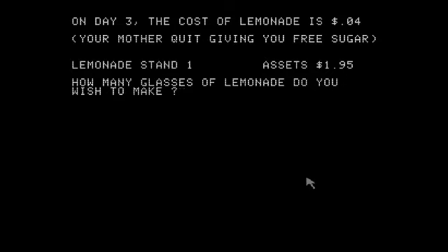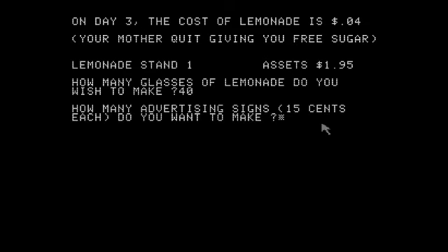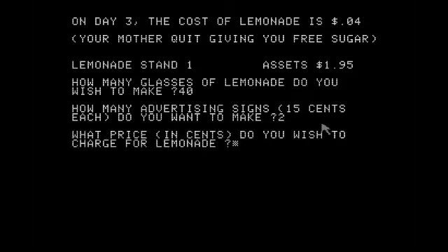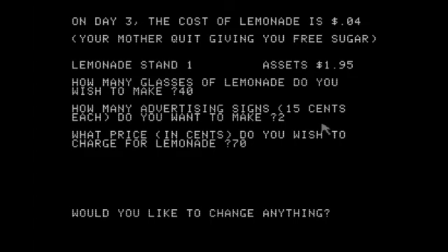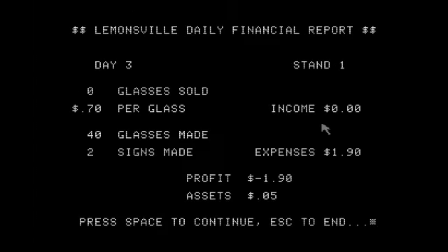Cool. Now let's actually go out on a limb here. It's a sunny day, and my mum stopped giving me free sugar. Well, okay, that's encouraging me to take financial responsibility for my full business, so that's okay. 4 cents now, which means I can't make 100 or anything weird like that. So let's make 40, which would be $1.60. We definitely need to be making some signs to take advantage of that. And I think that if I charge, screw it, let's charge 70 cents. We're going to go broke.